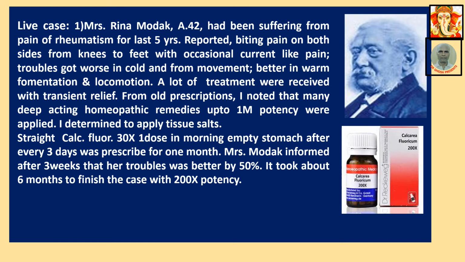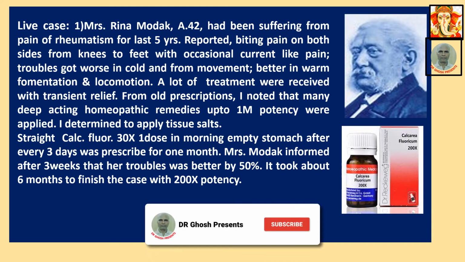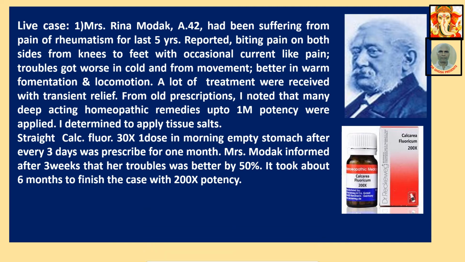From old prescriptions, I noted that many deep-acting homeopathic remedies up to 1M potency were applied. I determined to apply tissue salts. Straight Calcarea Fluor 30x, one dose in the morning on an empty stomach, every 3 days, was prescribed for 1 month. That is, every 3 days, one dose of 30x for 1 month. Mrs. Modak informed after 3 weeks that her troubles were better by 50%. It took about 6 months to finish the case with 200x potency.